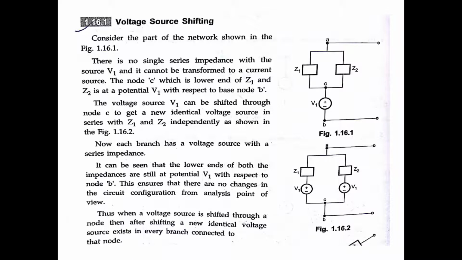Here the source will be shifted through the two impedances, with V1 in series with Z1 and V1 in series with Z2. V1 is with respect to Z1, and V1 is with respect to Z2. It means V1 is connected to both impedances. The voltage source V1 can be shifted through the node C, giving new identical voltage sources with Z1 and Z2 independently. That is, Z1 with V1, and Z2 with V1.